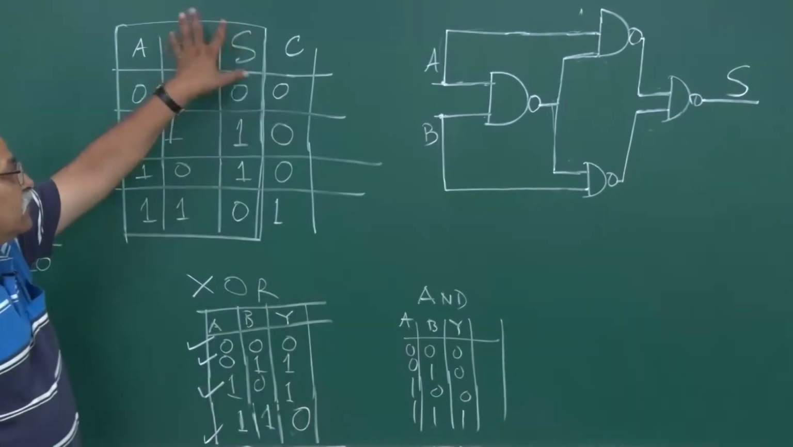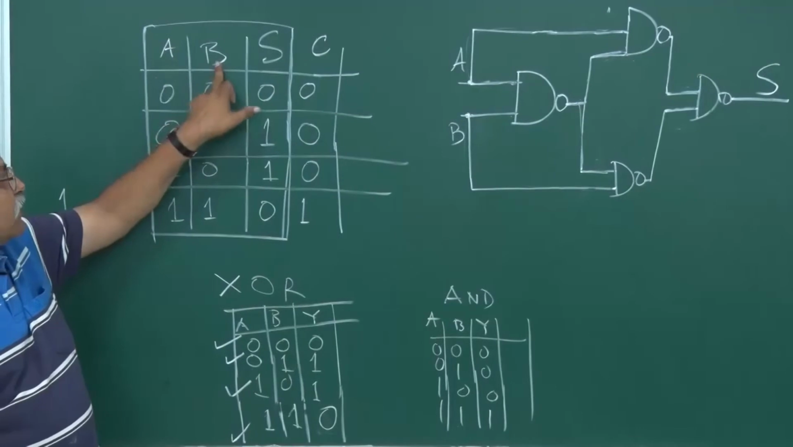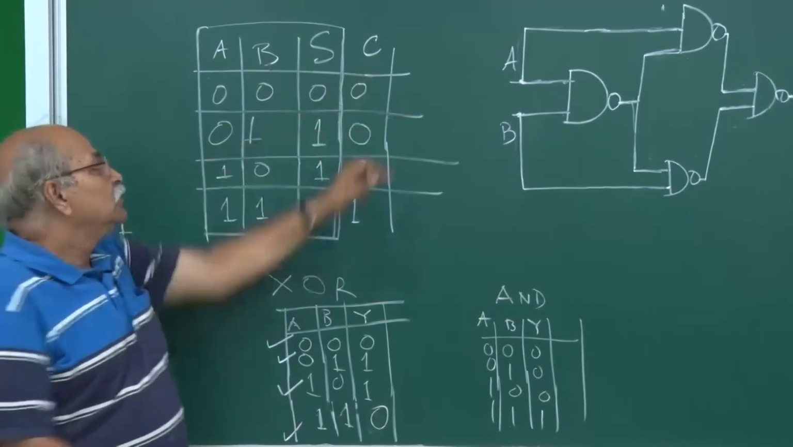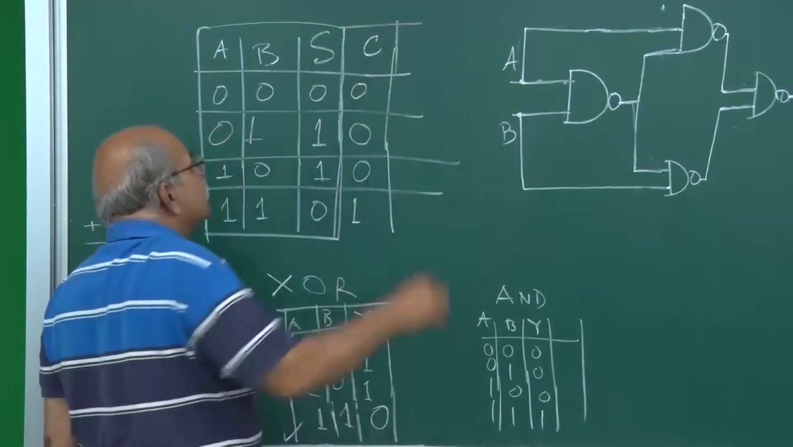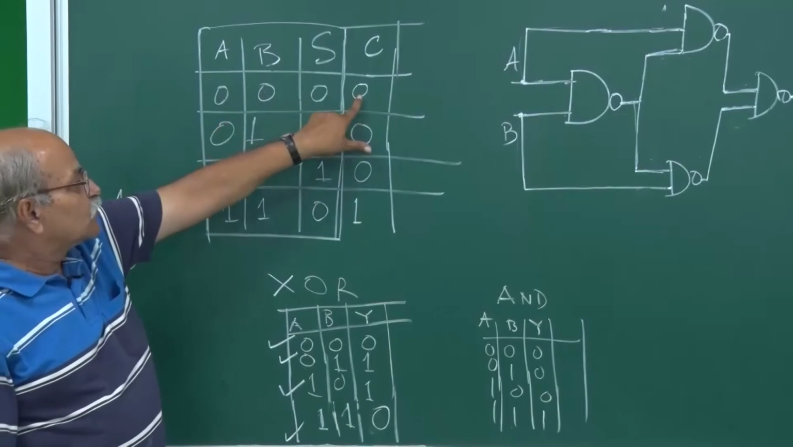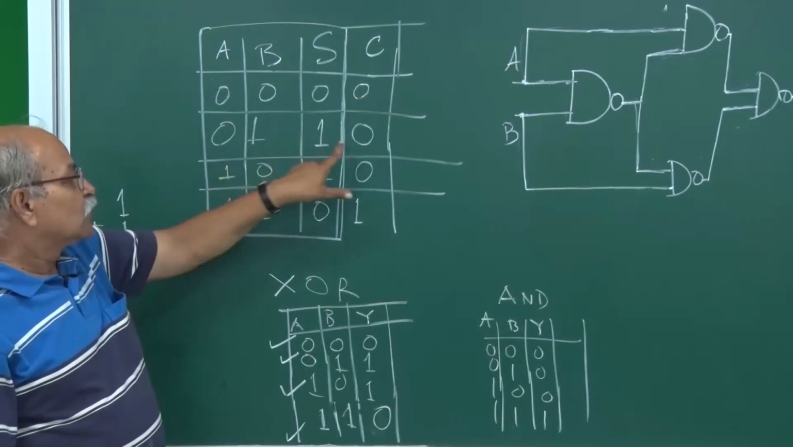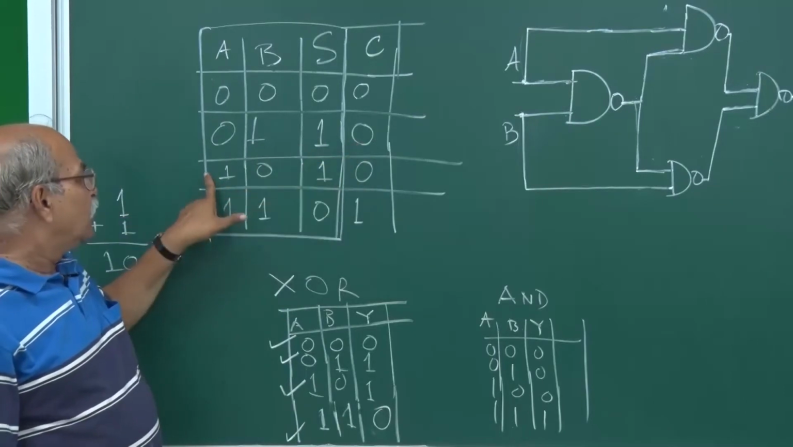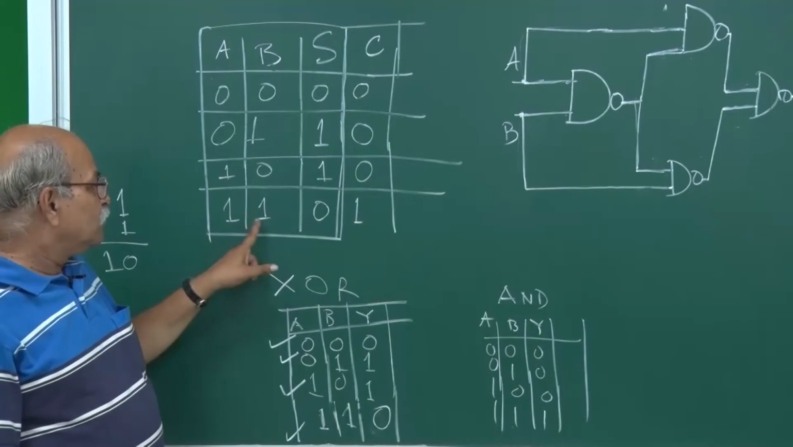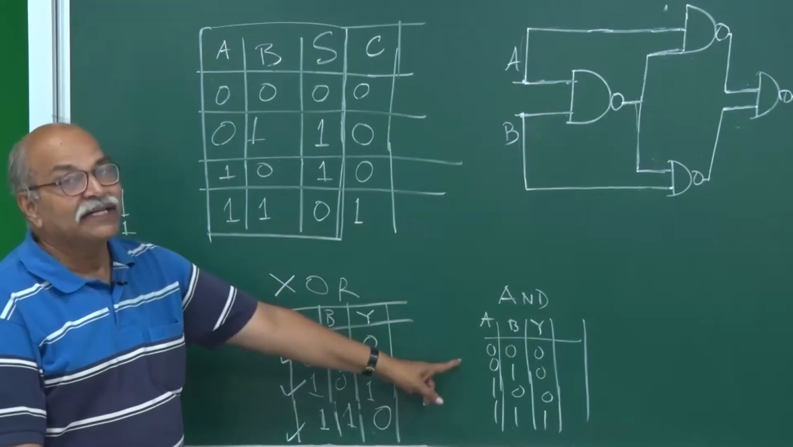Now look at this table and for carry, A and B are input and this carry C is the output. So if you look at it carefully, for 0 0 the output should be 0, 0 1 output should be 0, 1 0 output should be 0, 1 1 output should be 1. It is nothing but an AND gate.